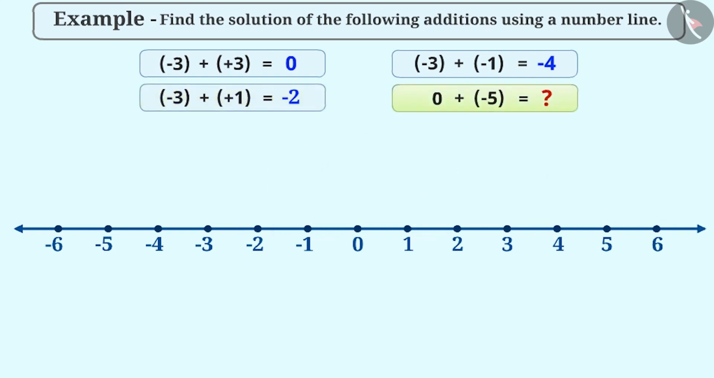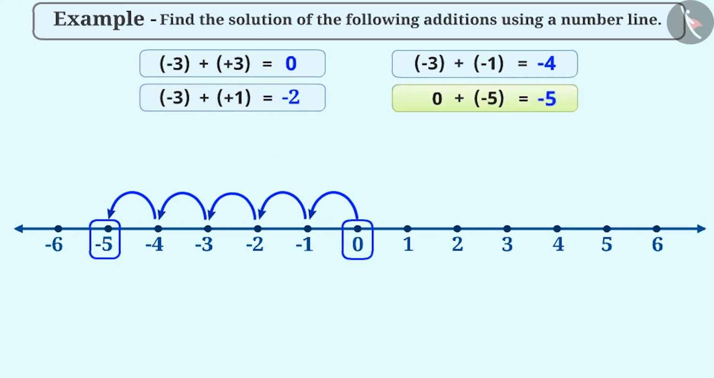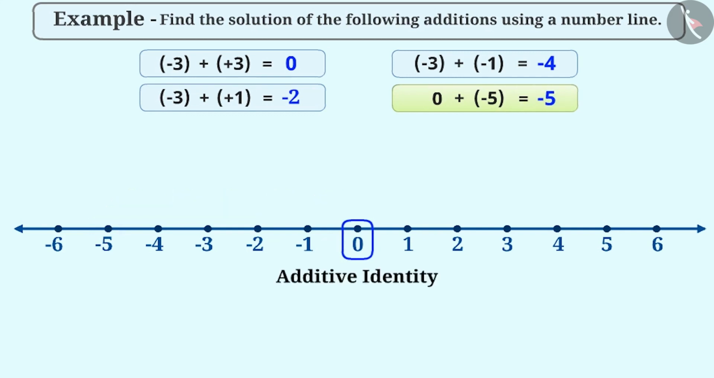Now let's talk about addition of 0 and minus 5. When any number is added to 0, we get the same number. This means the result is minus 5. Thus, 0 is called the additive identity.